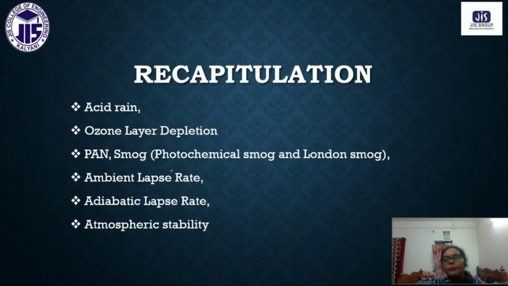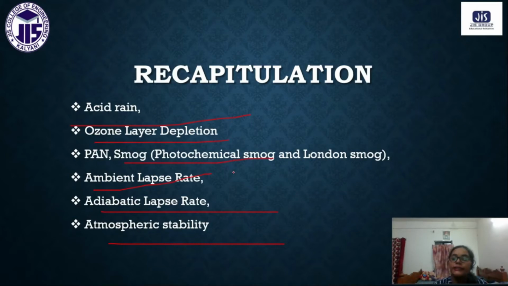So this is a recapitulation. In previous classes, we have discussed the ambient lapse rate, the adiabatic lapse rate, atmospheric stability, and also the main points: acid rain, ozone layer, and smog. These are some of the important topics that we have discussed in previous classes.